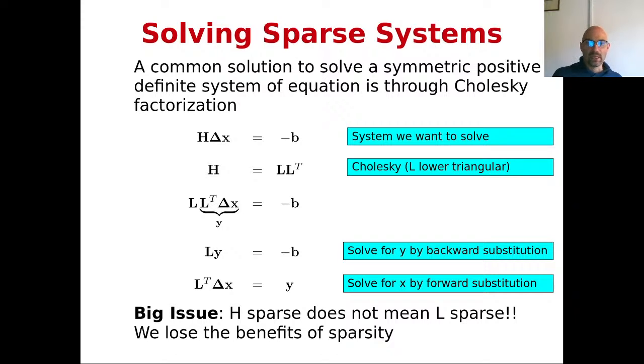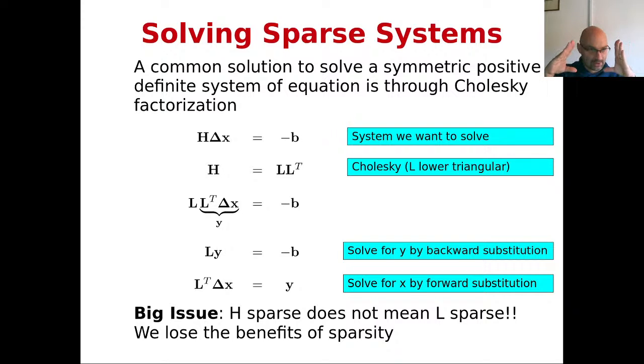Providing you with the Cholesky factorization of H doesn't solve the problem at all. Because if H is sparse, once you calculate the Cholesky decomposition of H, L will not in general be sparse. L might be dense. And so this means two things. First, that it takes ages to compute L, because it's dense. So you have very few elements in H, but then once you want to solve the system, everything blows up. That's not nice.